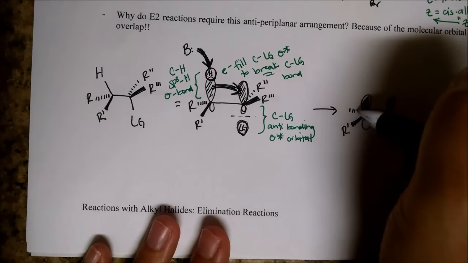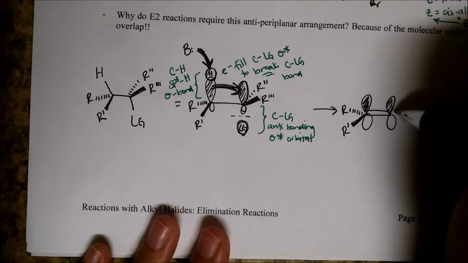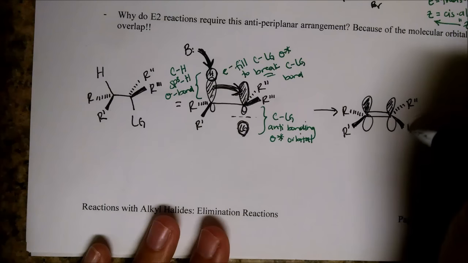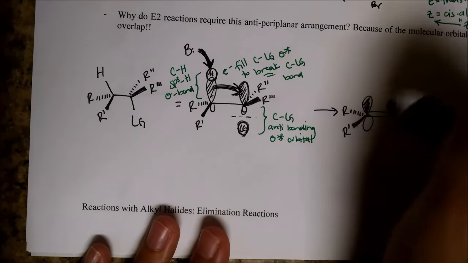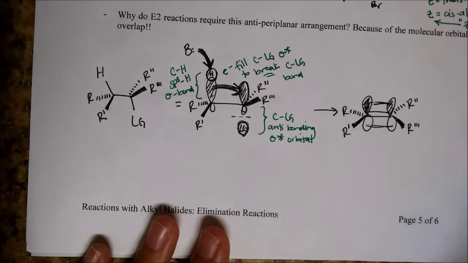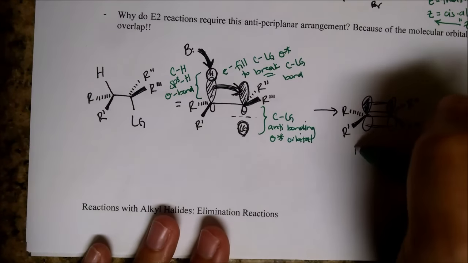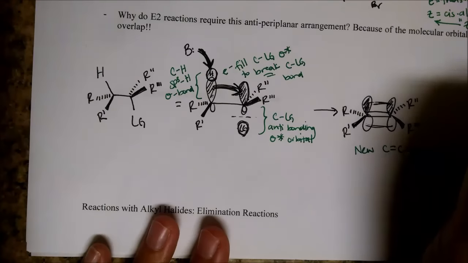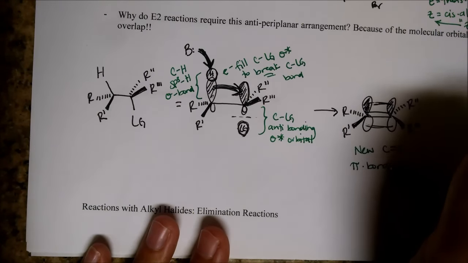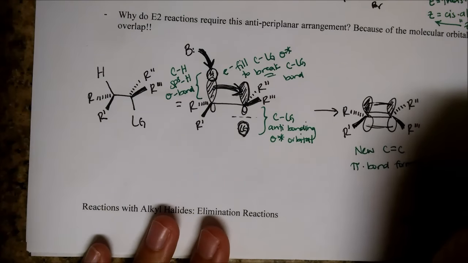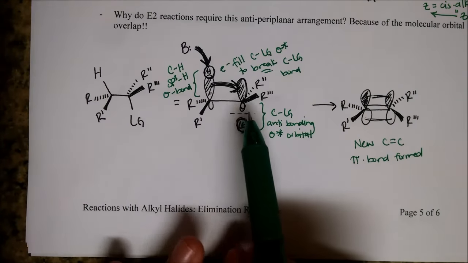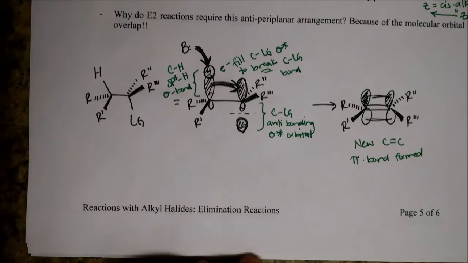R prime, R, and going back here, R double prime, and up here, R triple prime. This is how we have bonding above and below, and so this is our new double bond, C pi bond, formed. And again, this is only because these electrons were directly in line with the C leaving group antibonding sigma star orbital. It's the only way we could populate it.